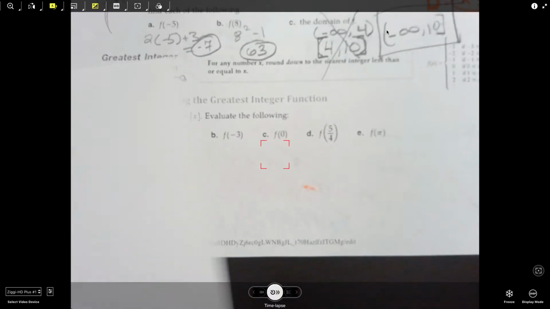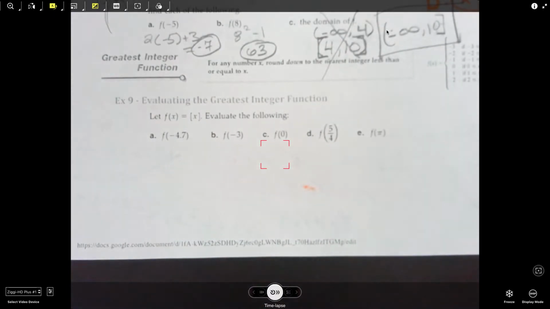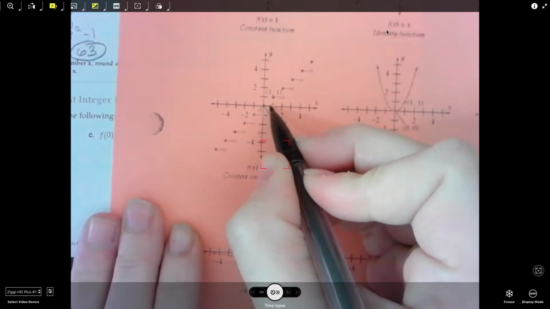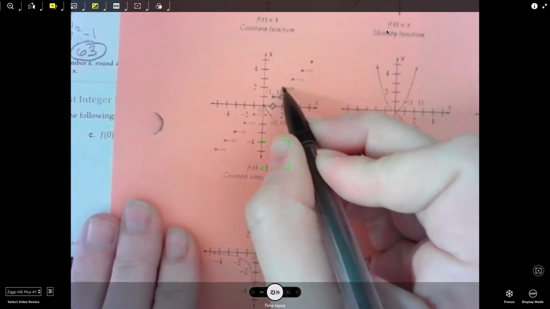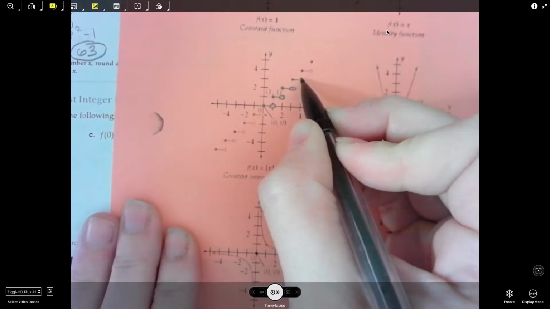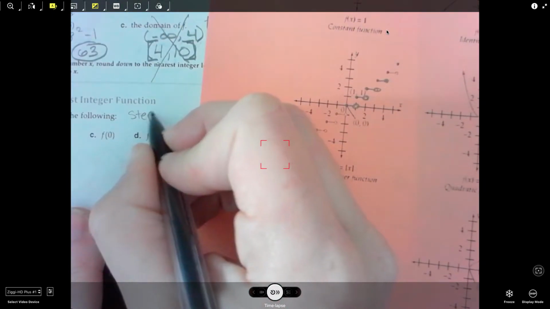The last thing. Greatest integer function. The greatest integer function looks like this. We don't deal with this a whole lot, but this is what the greatest integer function looks like. So you have a dot, and then you have a line, and then you have an open circle, and a dot, and a line, and an open circle, and a dot, and a line, and an open circle. Okay? It's what's called a step function. A step function. It goes in little steps.